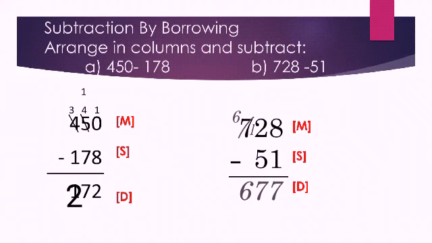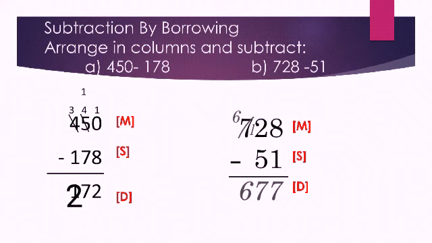Then when we are borrowing 1 from 5 and placing it over 0, how much is it becoming? 1 and 0 is 10. So when we subtract 8 from 10, how much do we get? 2. Now from 4 again we cannot subtract 7 because 4 is smaller and 7 is greater.